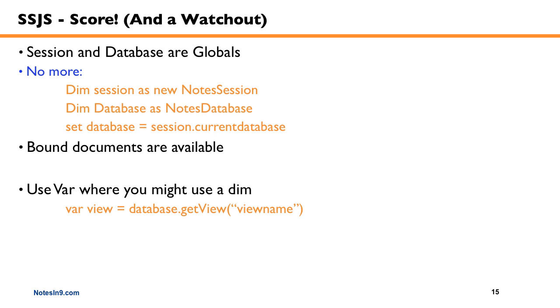Okay, so the next big score is that in server-side JavaScript, session and database objects are globals. Oh my God, how many times have we typed in Dim session As New NotesSession, Dim database As NotesDatabase, Set database = session.CurrentDatabase? It's like muscle memory. Well, no more. You don't have to do that anymore because they're globals and they're available to you. And not only are they available to you, any document you bind is available to you. So it's very easy to get a handle on the current document.